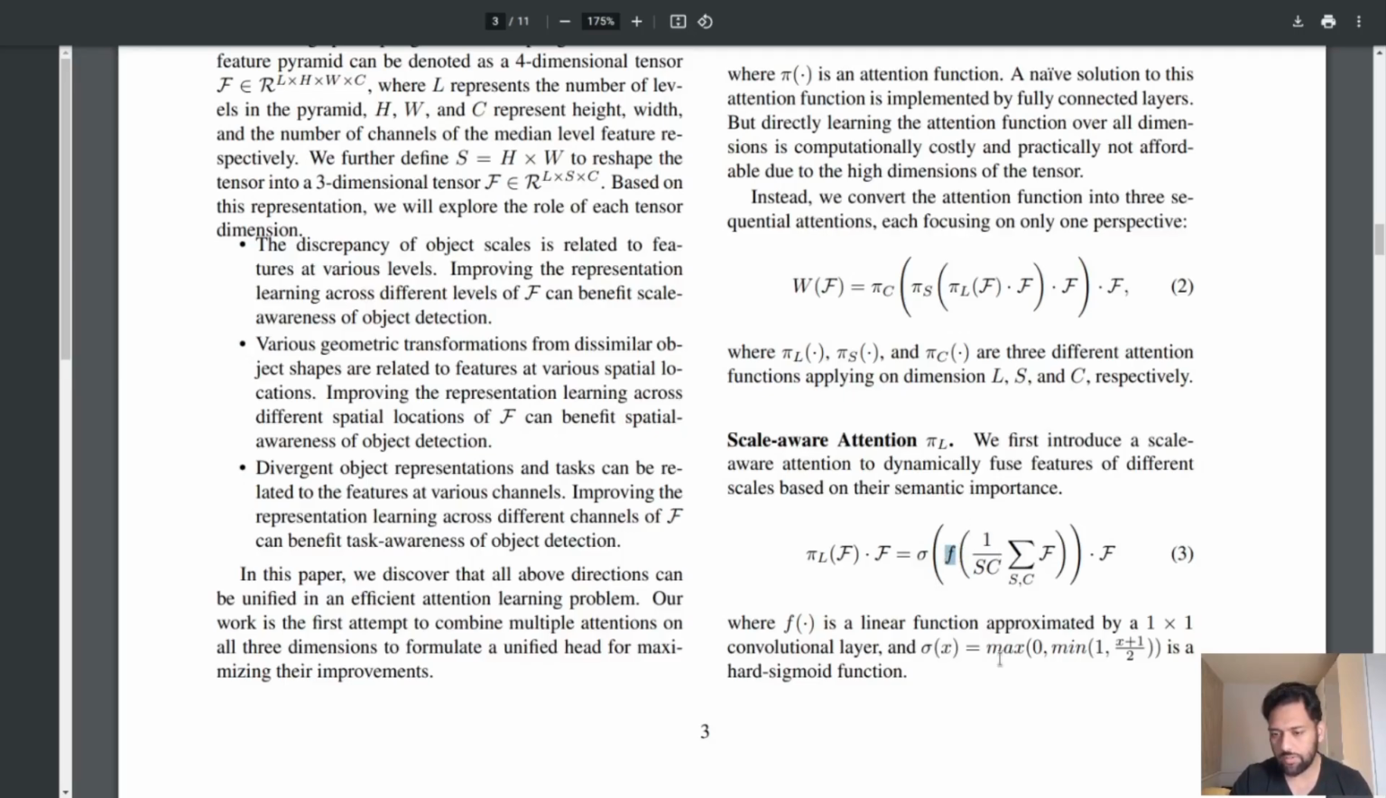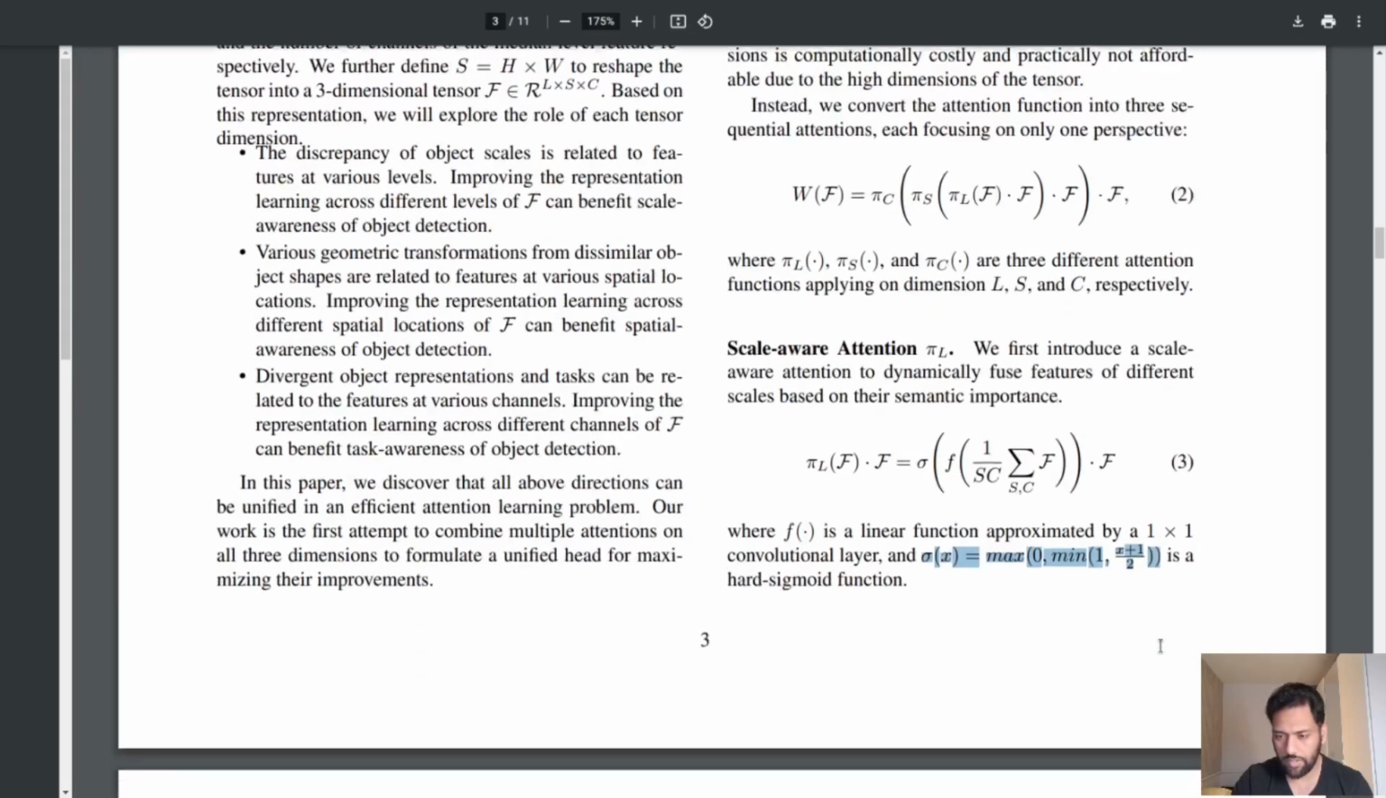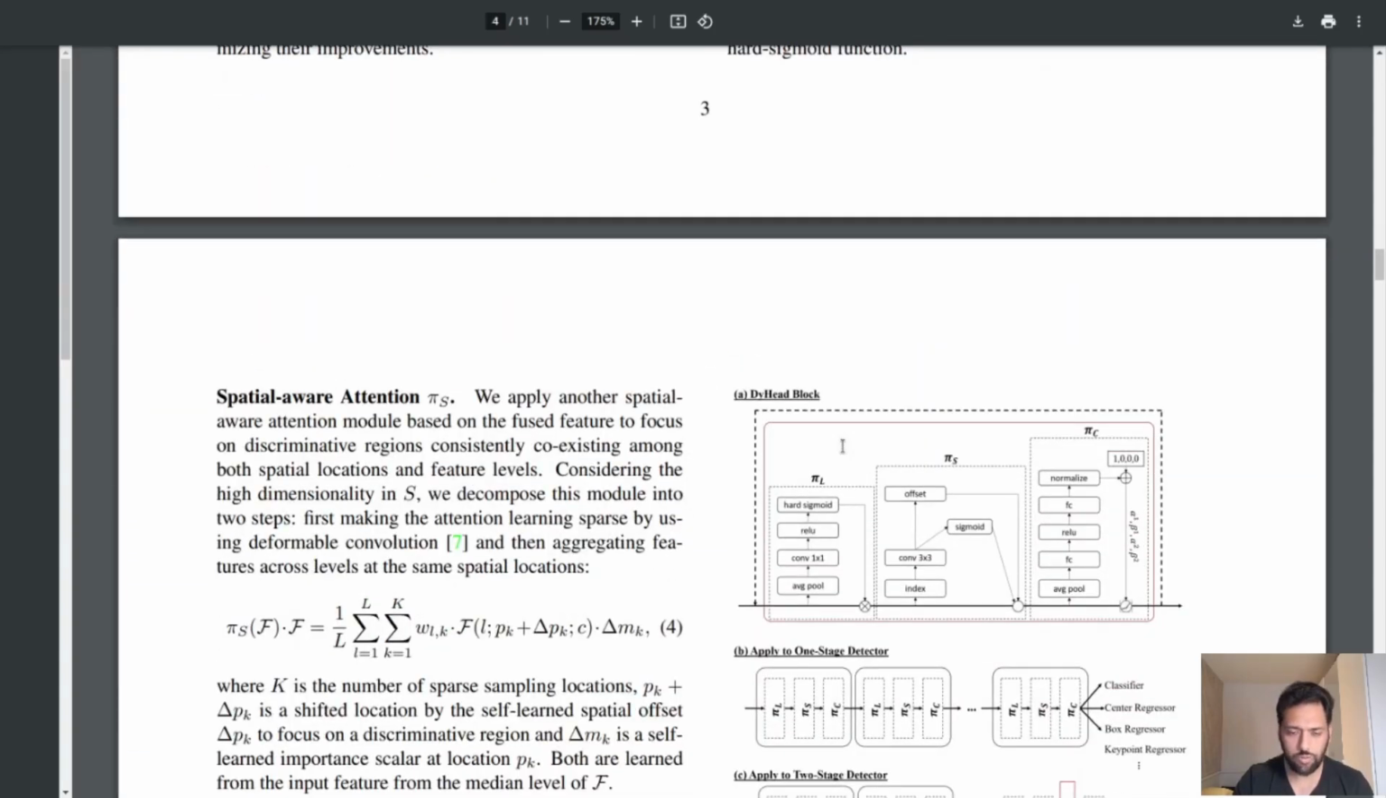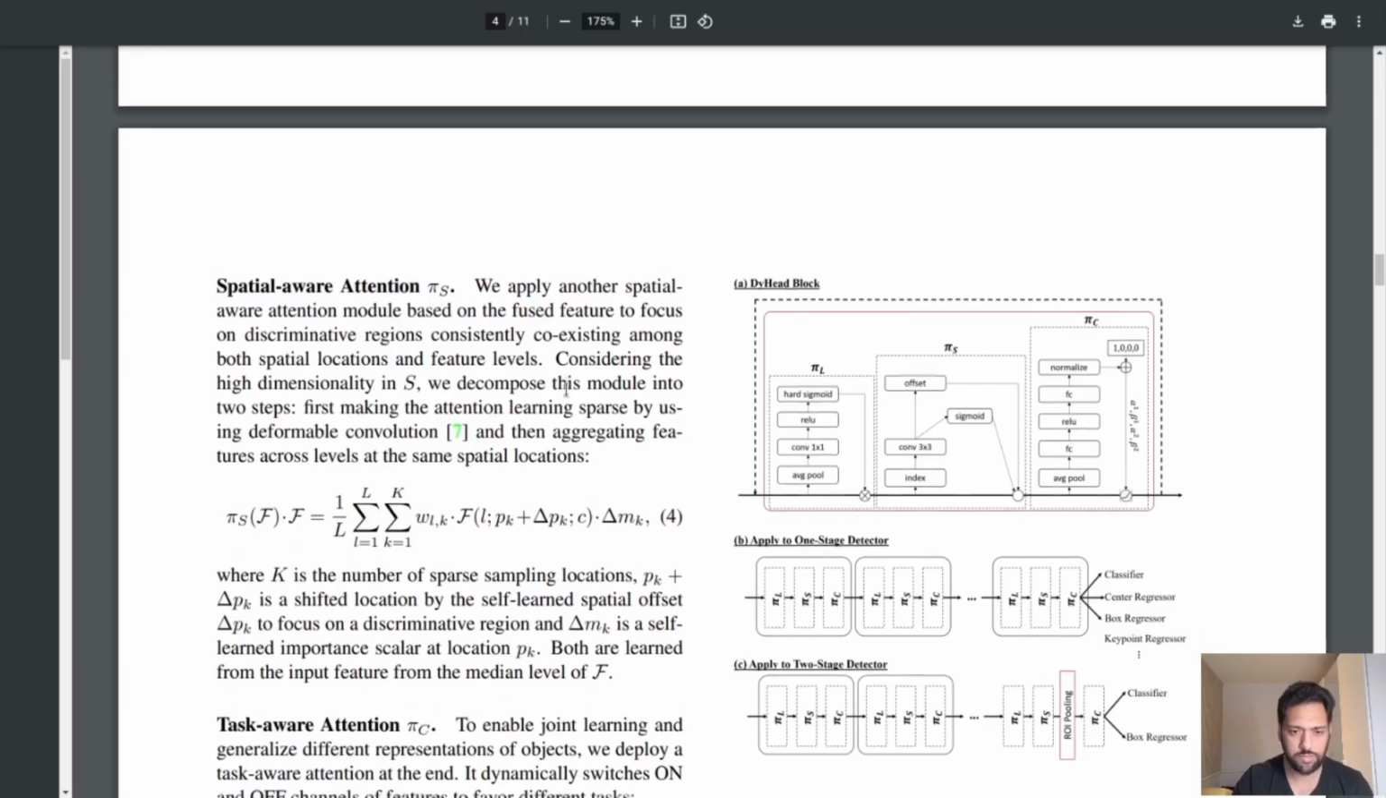Then we have this f function, which is a linear function approximated by one convolution, and then we have this sigma nonlinearity, which is a hard sigmoid function given by this. This adds a nonlinearity to the attention. Then we have these attention maps, and these are multiplied with f. I will go through the code part of how I've implemented this.